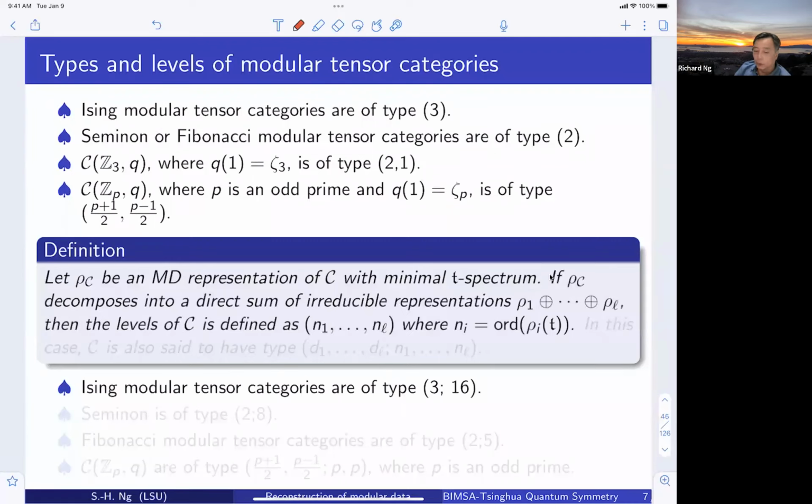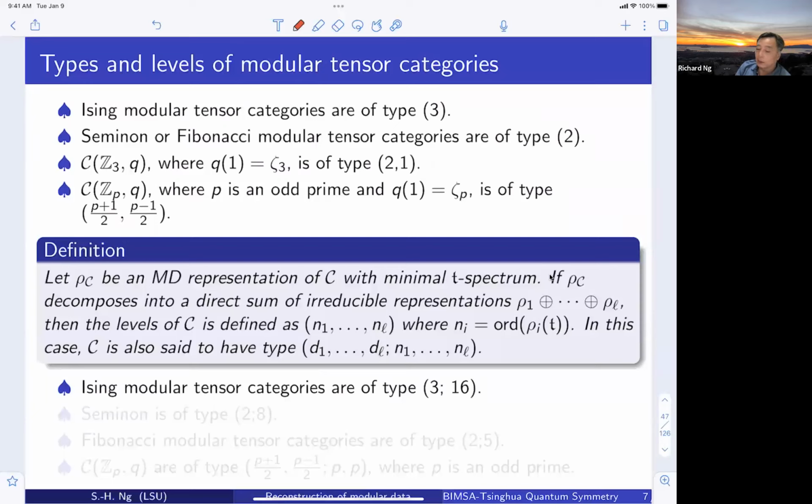And if rho C decomposes into a direct sum of irreducibles, let's say rho 1 up to rho L, then remember they are still representations of the finite modular group. They all have a level. So the levels are N1 up to NL. Remember, we already defined the type D1 up to DL, so we just put them together. D1 up to DL are the dimension type, in decreasing order. Once you fix them, you can write down the corresponding levels: D1 for the level N1, D2 for the level N2.